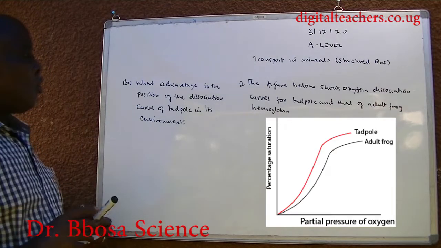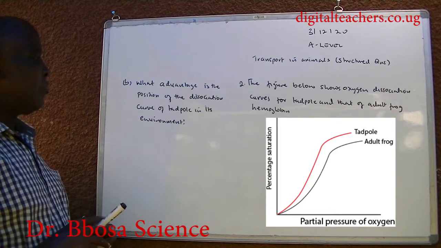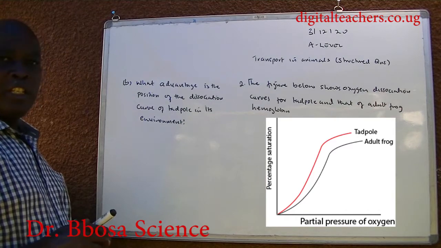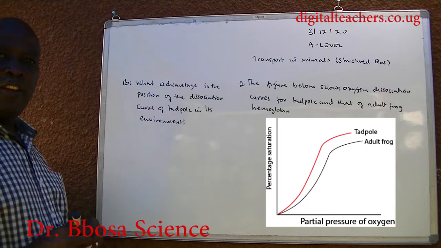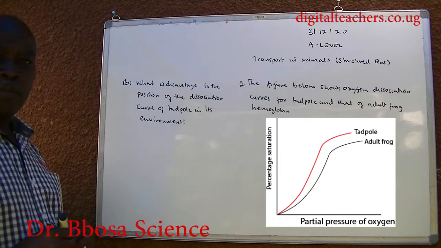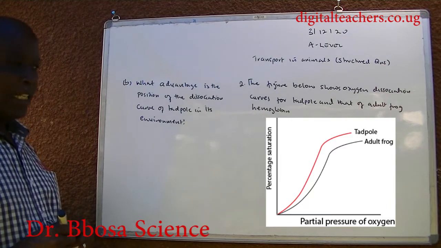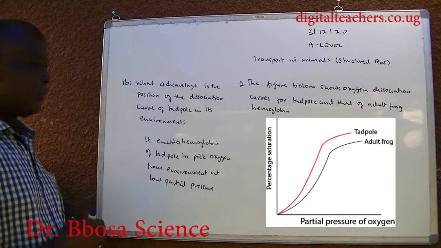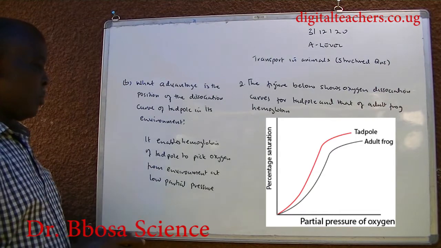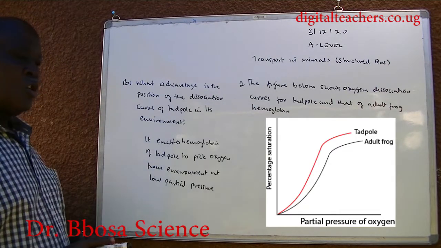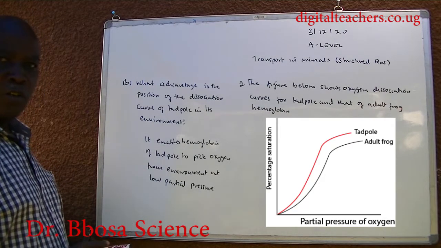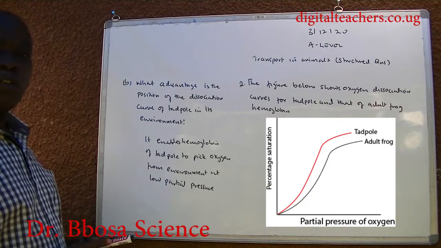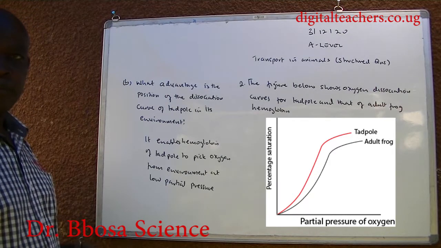B. What advantage is the position of the dissociation curve of tadpole in its environment? You can pause and answer. It enables hemoglobin of tadpole to pick oxygen from environment at low partial pressure.